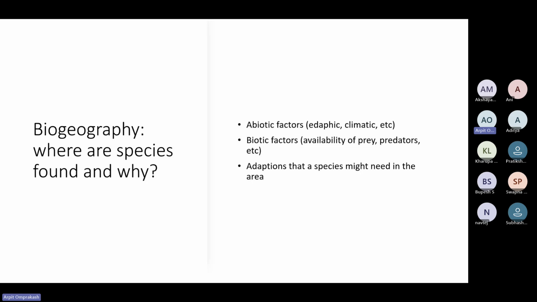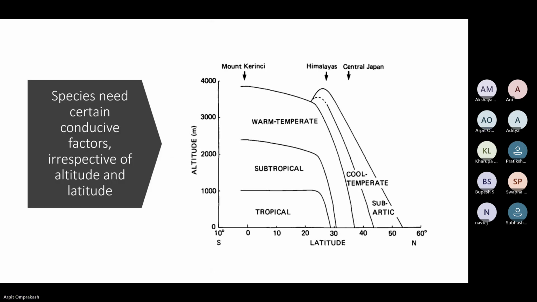And the third thing is, where is the species adapted to? What kind of adaptations does the species have, and can these adaptations help it survive in that habitat or that place? Right. So generally, species need certain conducive factors, and those generally don't depend on latitude or altitude, because even in certain latitudes and certain altitudes, you can have these things.